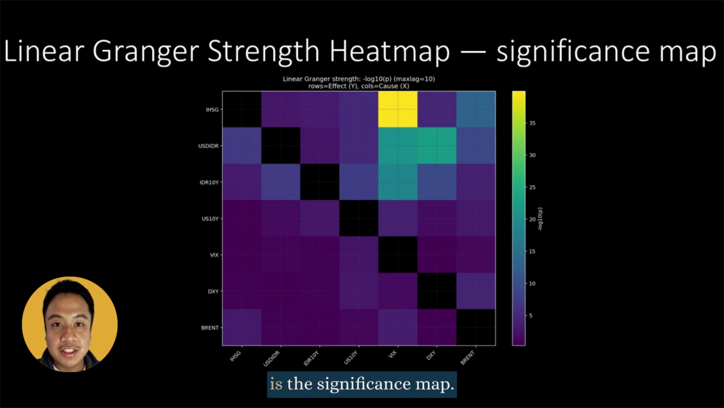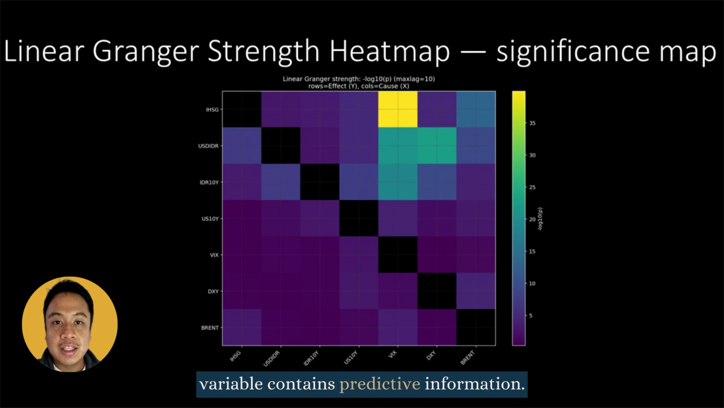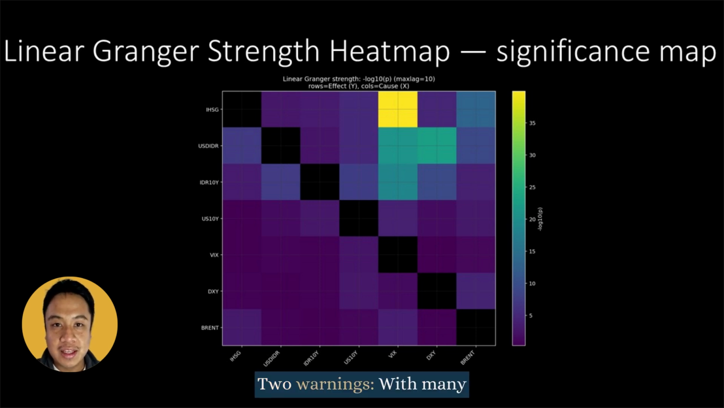This heat map is the significance map. Brighter means stronger statistical evidence that the extra variable contains predictive information. Two warnings. With many variables and many lags, you get multiple testing. False positives happen. This is linear. If the true relationship is regime-based or threshold-based, linear Granger can miss it.